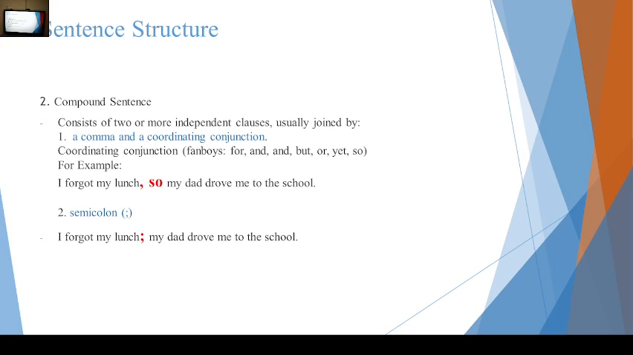If you don't want to use a coordinating conjunction and a comma, you can delete both of them and use a semicolon instead. So you can say, I forgot my lunch, semicolon, my dad drove me to the school. So you have two ways to combine a compound sentence.